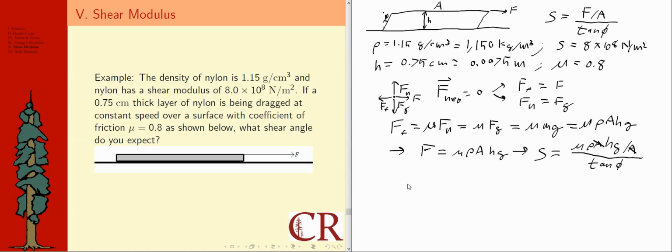It looks like maybe a simple thing I could do is cross multiply and say that tangent of phi, if I multiply both sides by tangent of phi, divide both sides by S, tangent of phi would be equal to mu rho h g divided by S, which would imply that phi is equal to the tangent inverse of all that stuff, mu rho h g over S.